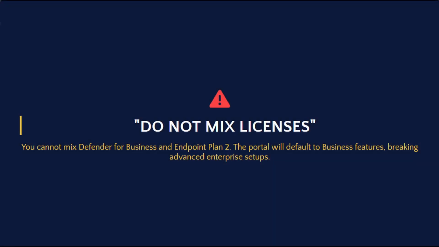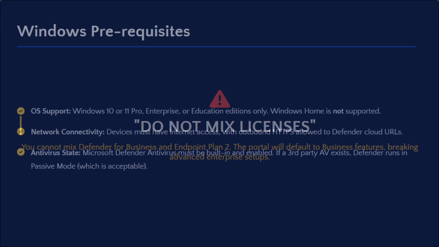Now, here is the critical warning from the documentation. Do not mix your licenses. For example, if your tenant has both Defender for Business and Defender for Endpoint Plan 2, the portal gets confused and defaults to business features. You lose the advanced enterprise capabilities. Stick to one lane to avoid technical headaches.